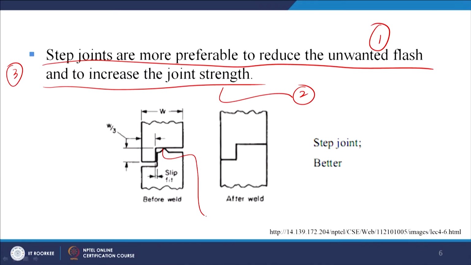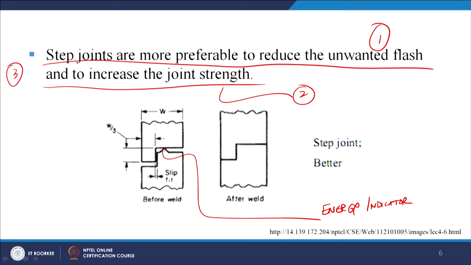Let us see now what a step joint is. Here we can see again there is an energy indicator. So we can use these guidelines in a synergic manner also, that we can use the energy indicator as well as the joint configuration can also be changed to take advantage of both the guidelines.